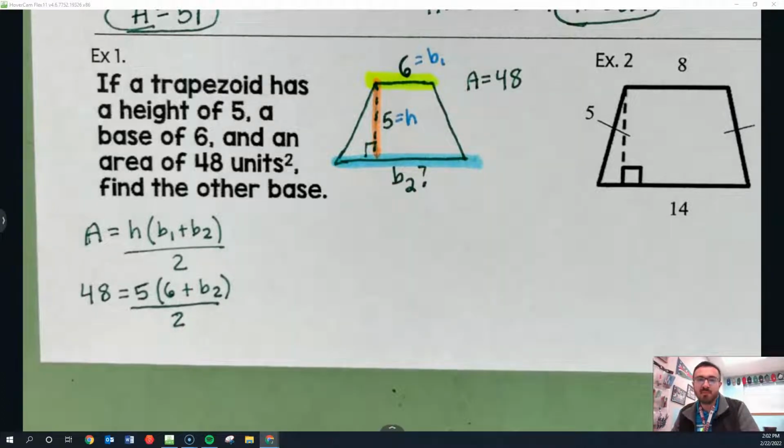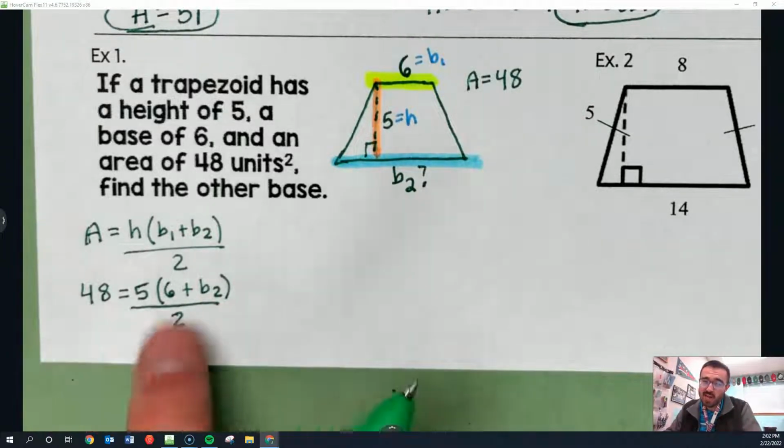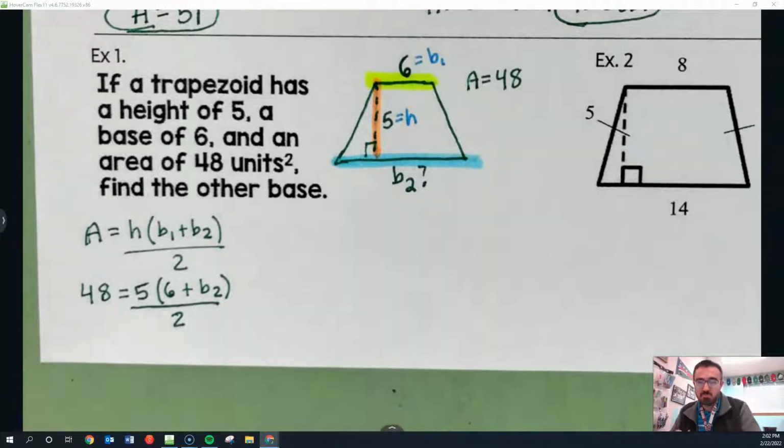We do not have something we can put in the calculator yet, unfortunately. We have a situation where we actually need to solve for B2. This is an equation that we're solving for. So we need to get B2 by itself. When we're doing that, let's think through our strategies.